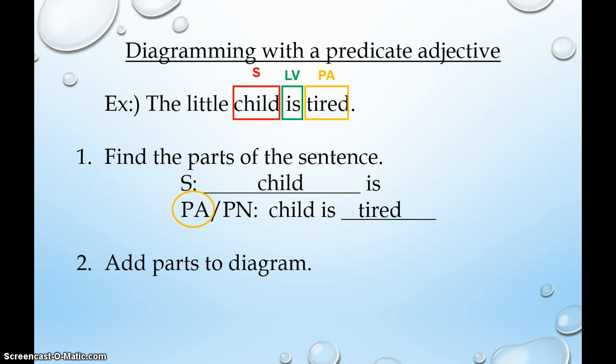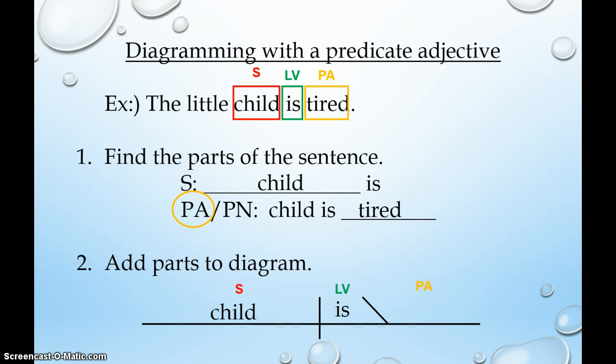Next, we will add the parts to the diagram. We start with our horizontal line, our subject predicate division, and again we have a slanting line going backwards to separate our linking verb from our predicate adjective, and then we simply fill in the diagram. Our linking verb is the word is, our subject is child, and our predicate adjective is tired. That's all there really is to diagramming predicate adjectives or predicate nominatives.